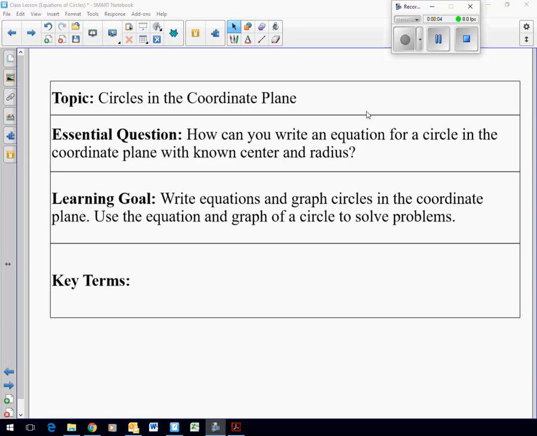Guys, we're going to talk about circles in the coordinate plane today, equations of circles. Our EQ is how can you write an equation for a circle in the coordinate plane with a known center and radius. Our learning goal, we're going to try and write equations and graph circles in the coordinate plane. Use the equation and graph of a circle to solve problems.